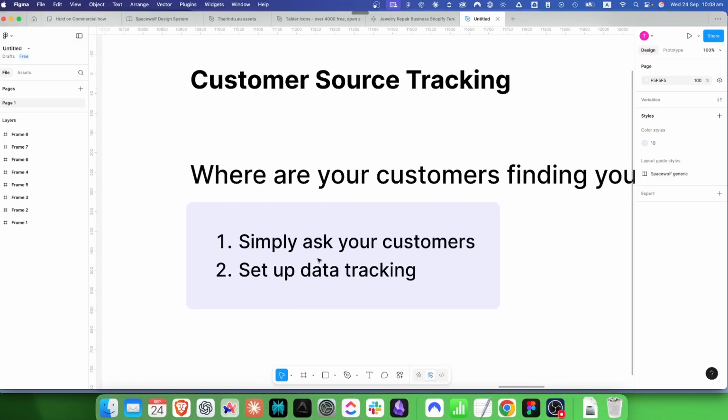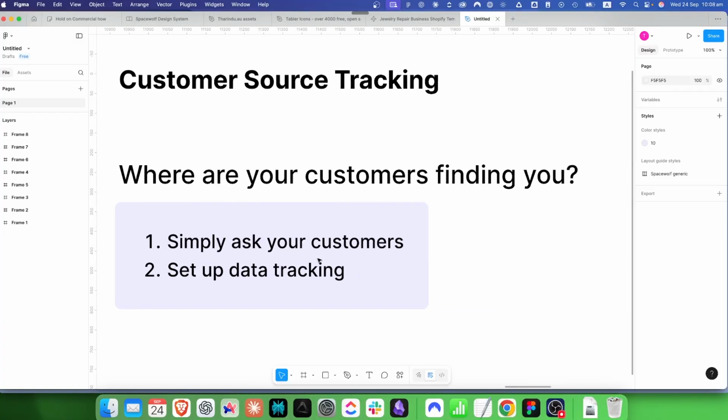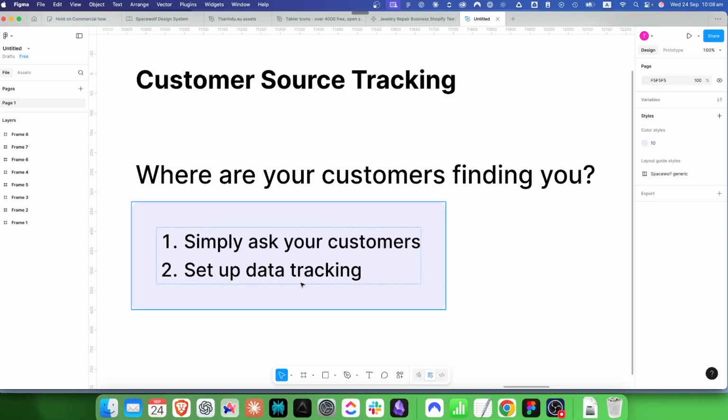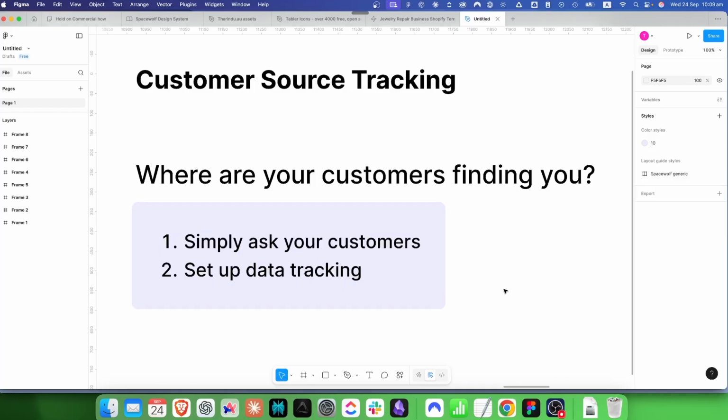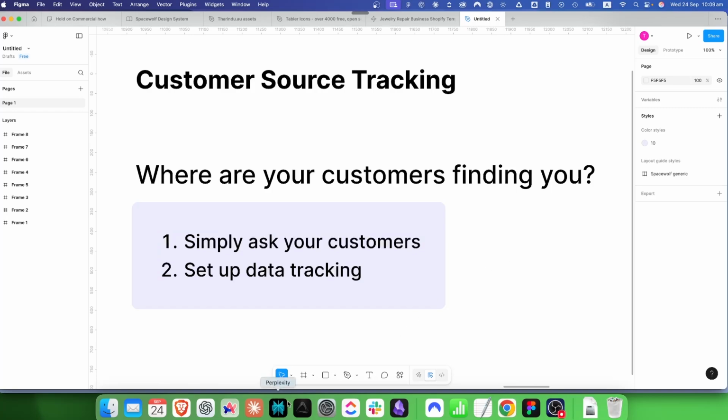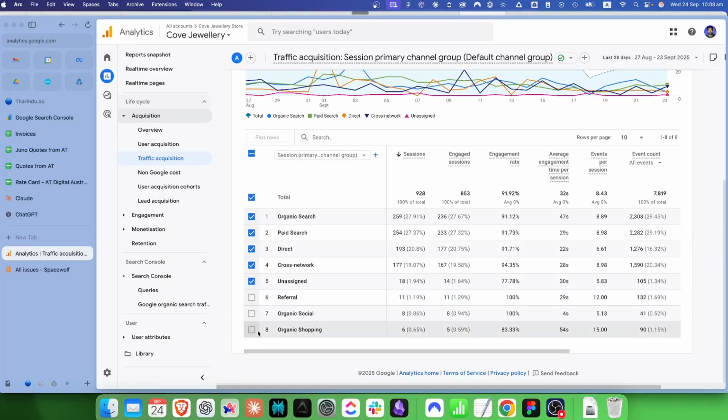All right, the next one, customer source tracking. So where are your customers finding you, right? The simple thing to do is you can ask your customers if you have the option. If you're in e-commerce, then you don't have to do this because with e-commerce, you can set up quite accurate data tracking. Even with a B2B service business, you can do this, but you need to know how to do it, obviously. So let me give you an example here.